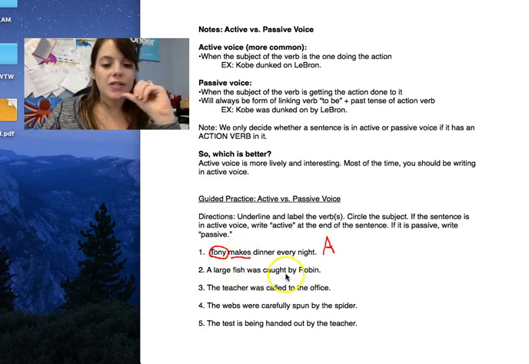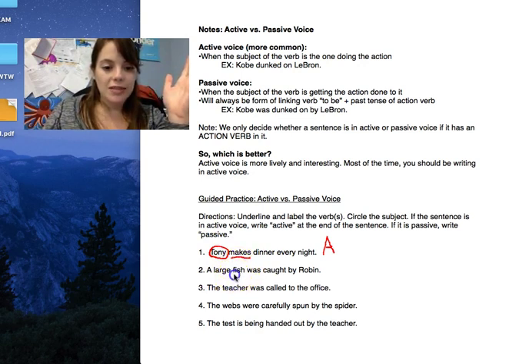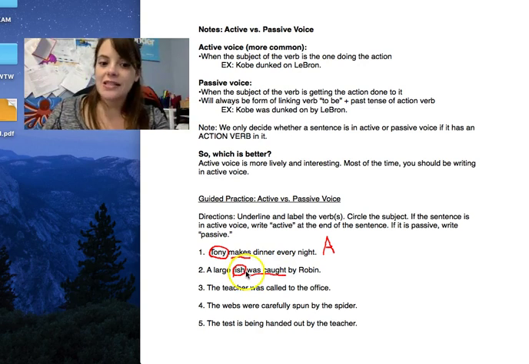A large fish was caught by Robin. Again, I want to look towards the beginning of my sentence for my subject. The sentence is about our fish, so that's going to be my subject, fish. But notice my verb is was caught. The fish is not catching itself. Robin is catching the fish. So this is going to be passive. The action is being done to the subject. The subject is not performing the action.